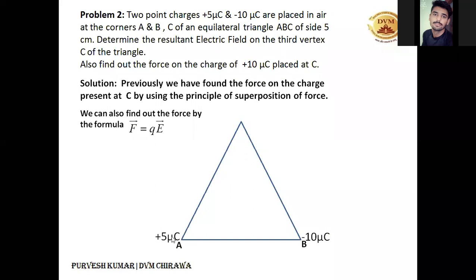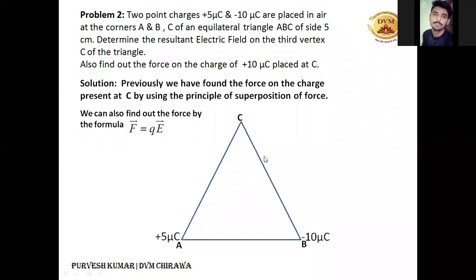One is plus 5 microcoulomb, another one is minus 10 microcoulomb. We need to find the electric field at point C. So let's find out the electric field. The electric field at point C due to the charge placed at A will be away from C, because it's a positive charge, and from a positive charge the electric field is always directed away.